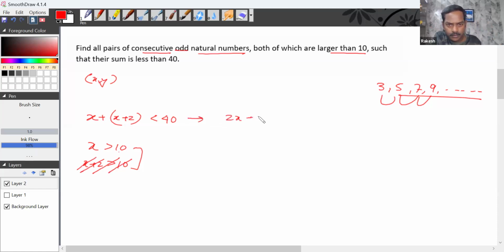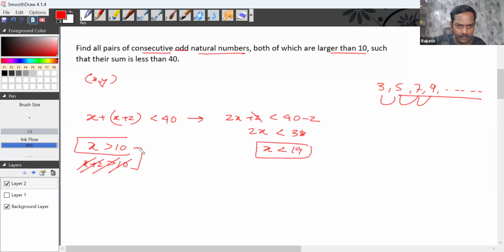Let us simplify this. So this is 2 of x plus 2 is less than 40. We can bring this 2 here, so we subtract 2 from both sides. So 2x is less than 38. We want to get rid of the 2 which is multiplied with x, so let us divide both sides by 2. So x is less than 19. So we have x less than 19 and we have x greater than 10.